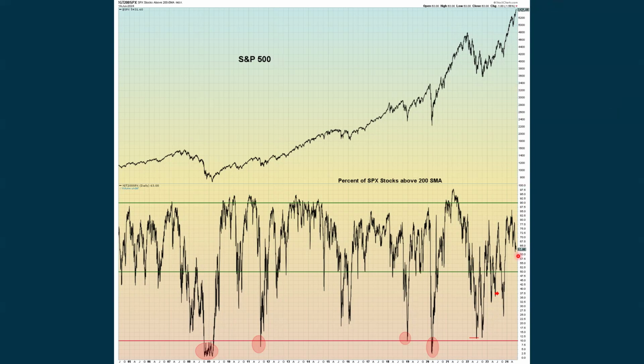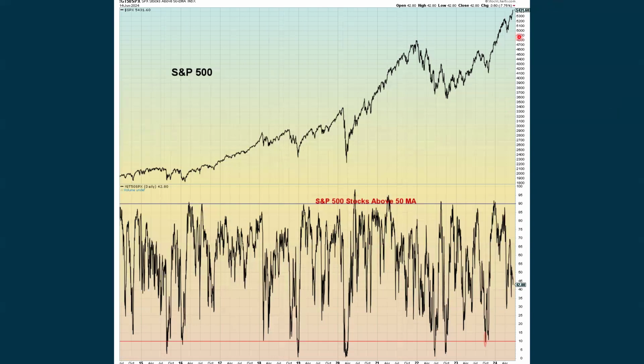How I usually use this particular chart is we see this as an oscillator. We look for extreme positive or negative readings. We're still positive overall because we're above 50, but the fact that we're declining as the S&P has been going up is a little concerning.